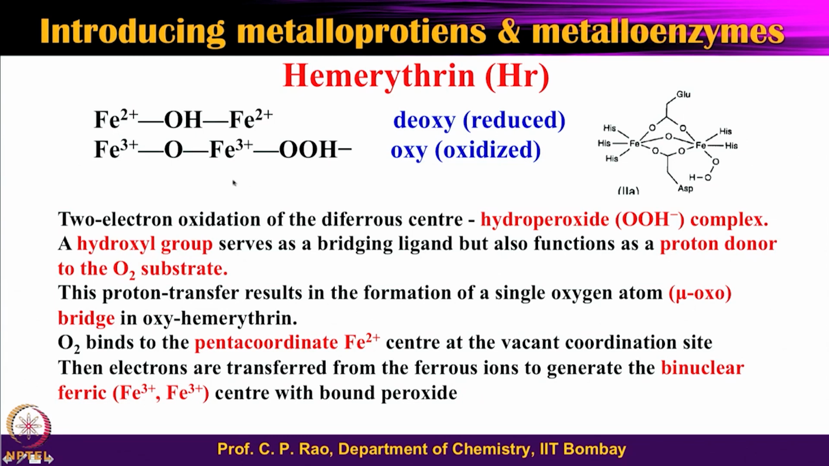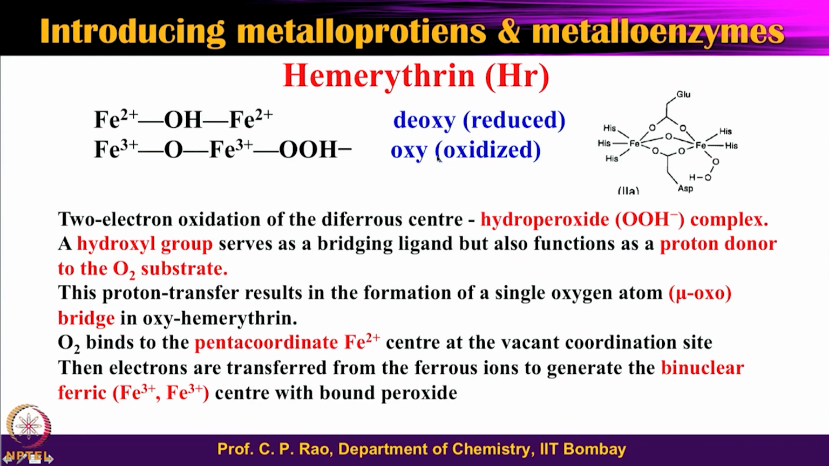Now, in case of oxy hemerythrin, the ions are oxidized. As I told you in the beginning itself, you can see the two ions each oxidized by one electron, totally two electrons. Obviously, you should think the two electrons must have gone somewhere. Where have they gone? They have gone into the O2, and once they go into the O2, it becomes O2 2-, and the OH, the bridging OH, transfers the proton. That will become OOH, peroxy kind of a thing.